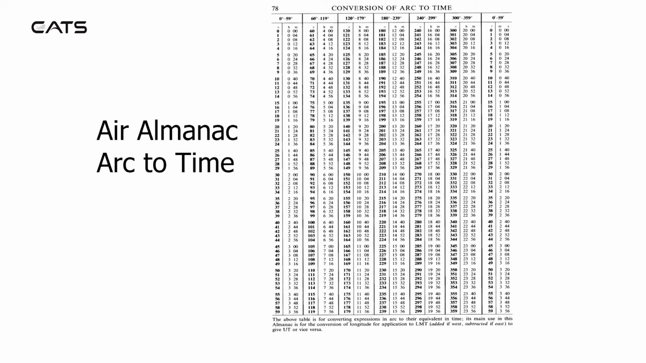The Air Almanac, arc to time. In the Air Almanac, there's a conversion of arc to time table. It shows degrees of longitude from 0 to 359 and then starts again, and also minutes of longitude from 0 minutes to 59 minutes, with corresponding hours and minutes or minutes and seconds of time.